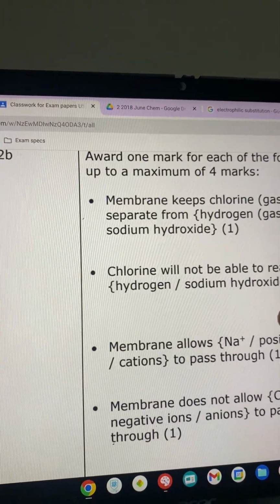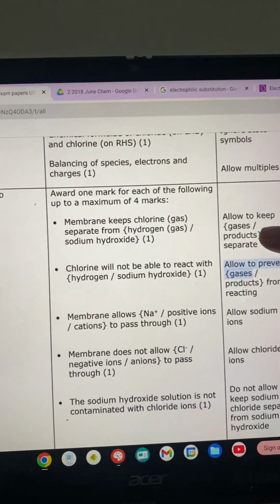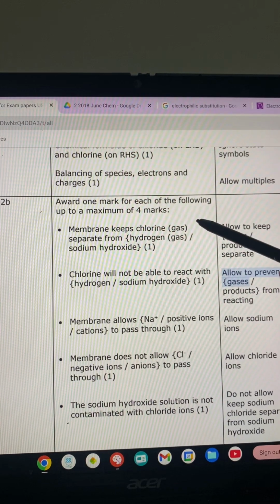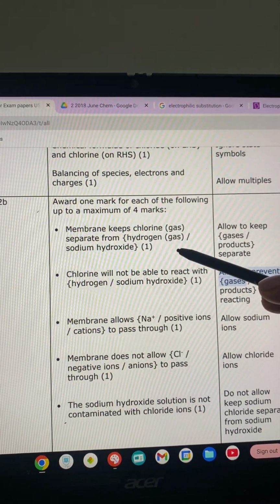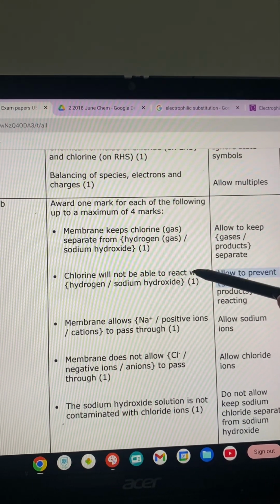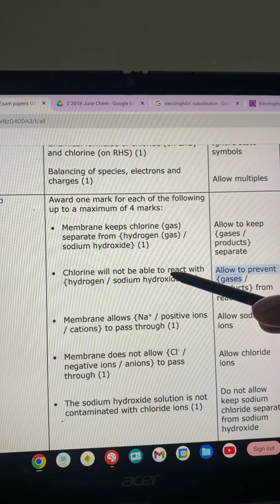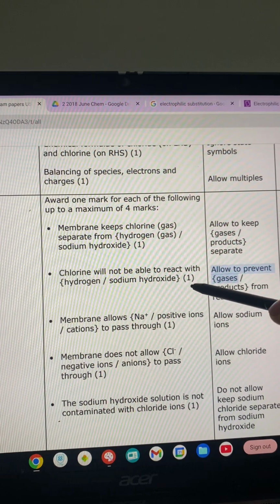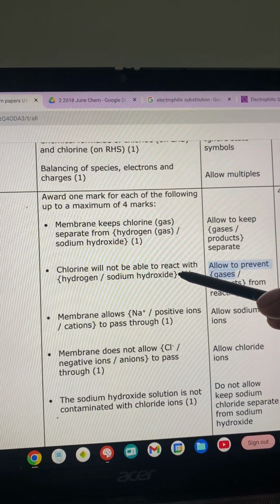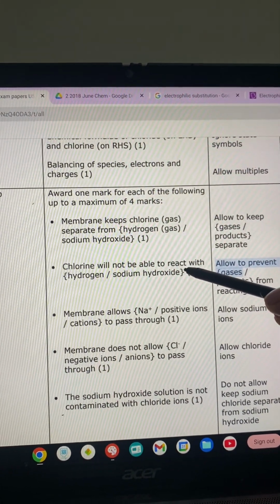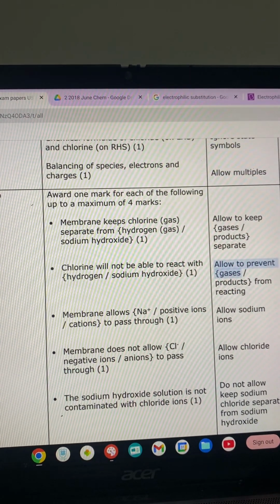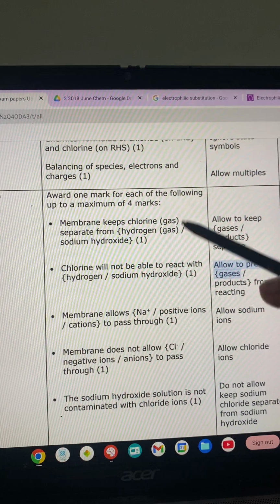So you need to say that the membrane keeps the chlorine gas separate from the hydrogen gas, okay? So that's the first thing, because we are trying to collect chlorine and hydrogen, okay? So we need to keep them separate. And you need to also say that chlorine will not be able to react with the sodium hydroxide, okay? Because chlorine is actually acidic in nature. And sodium hydroxide is alkali, okay? So there's a chance that they will react together if we don't keep them separate.